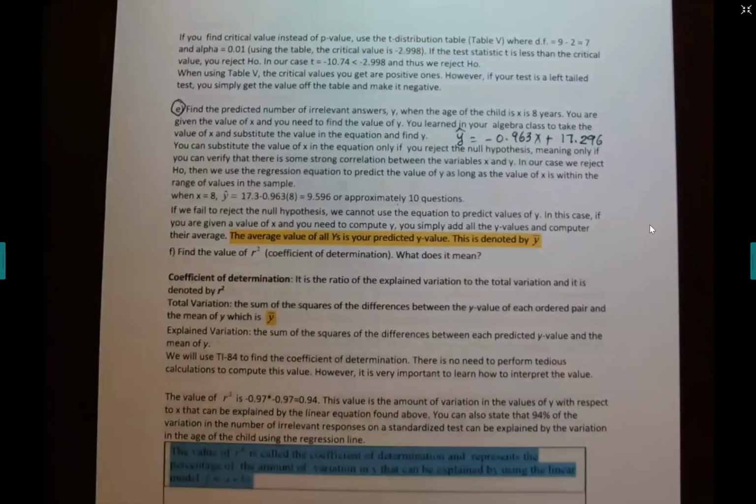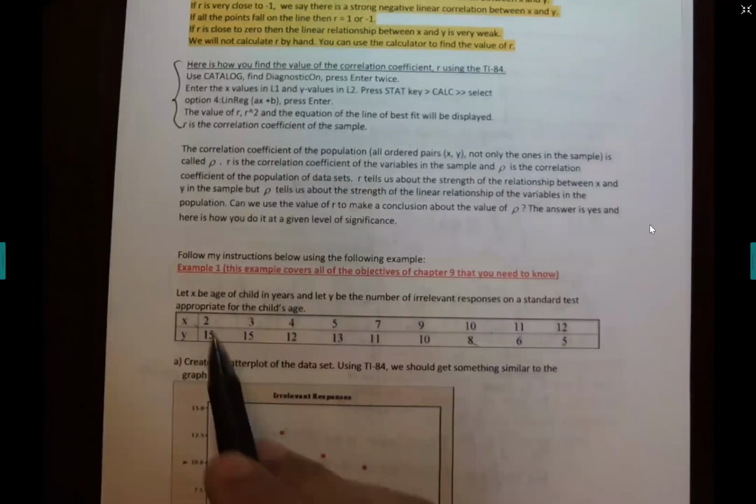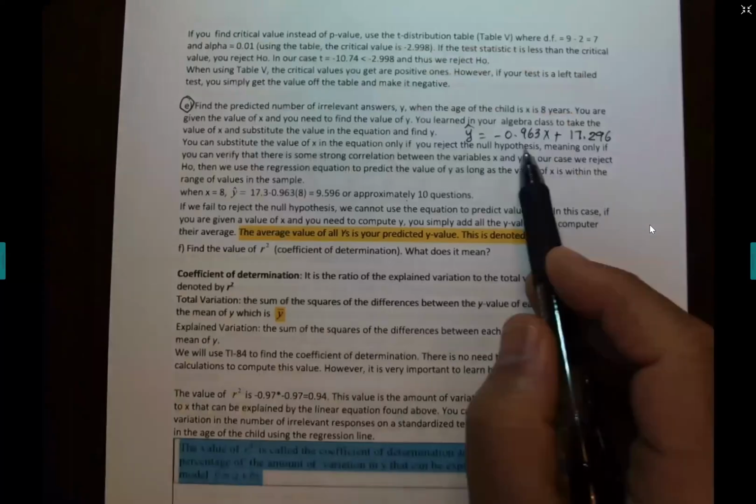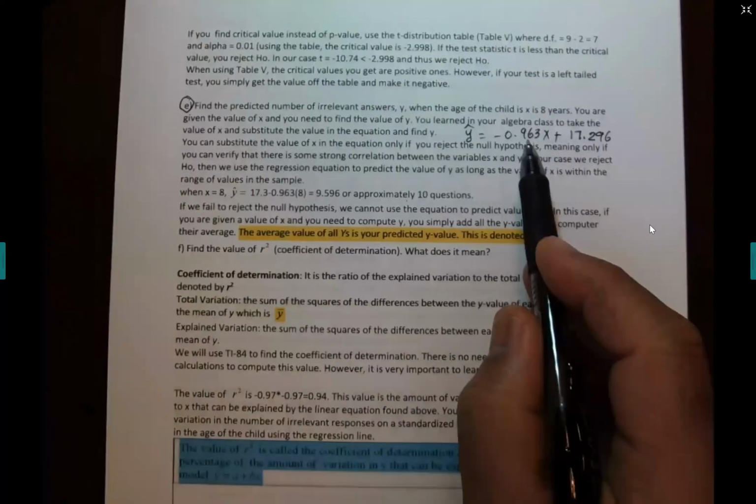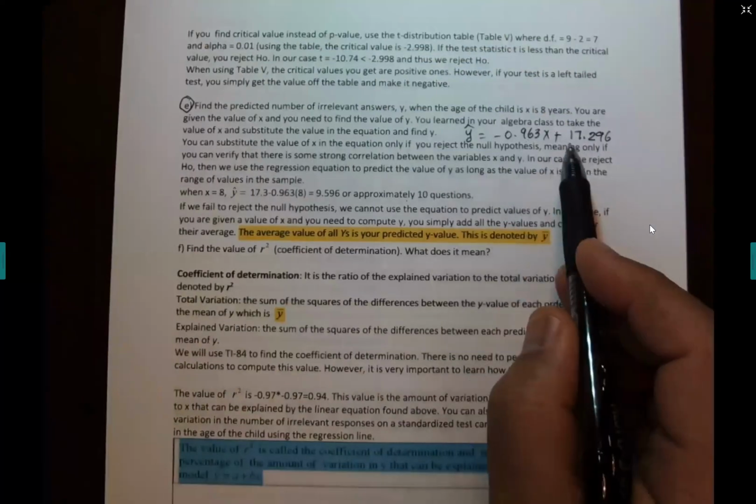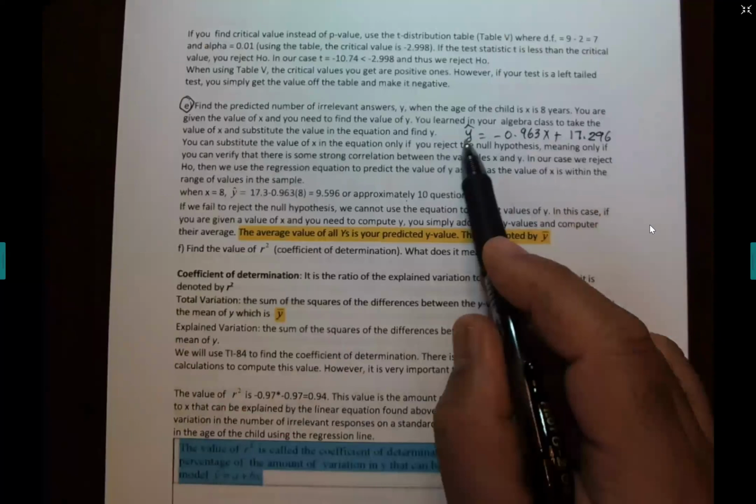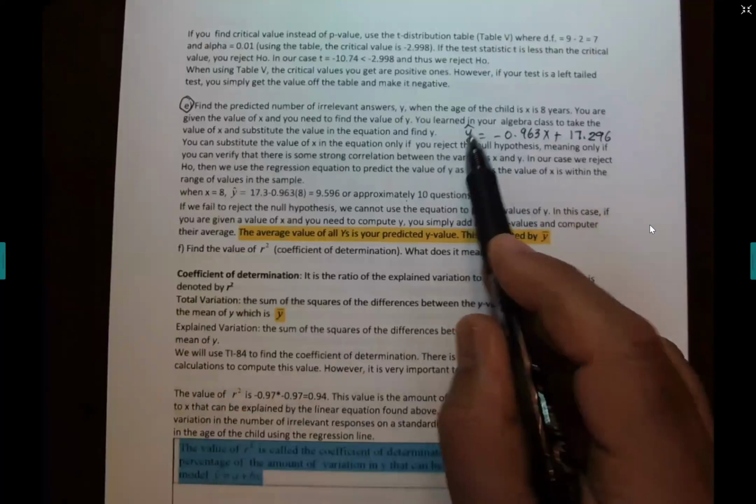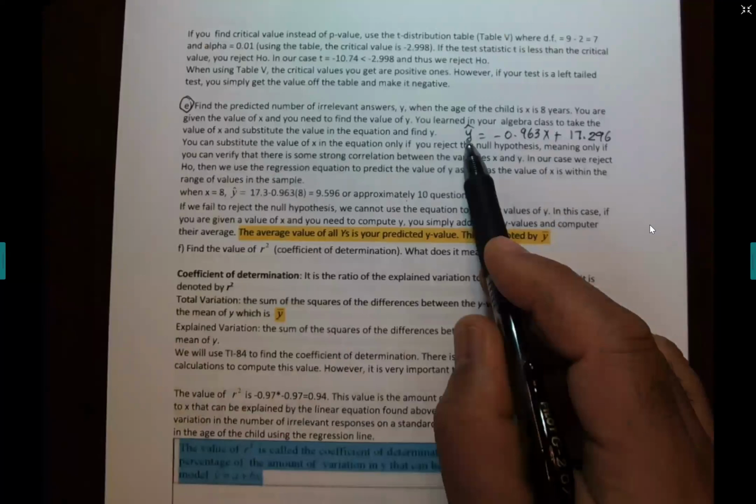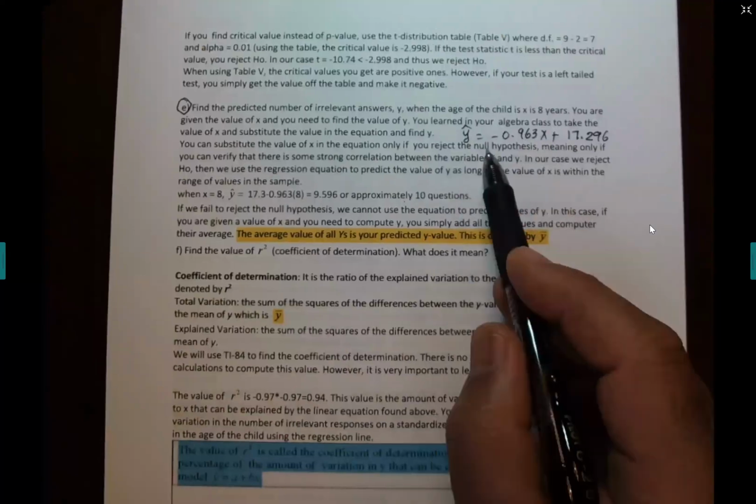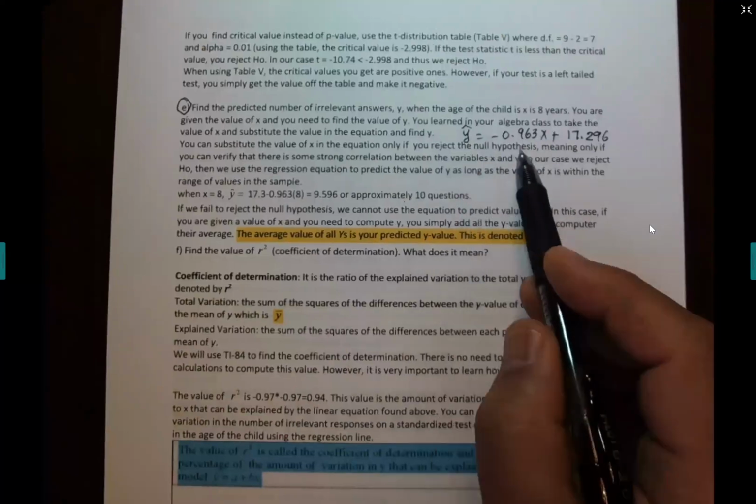Because everything we did was based on the studies of children whose age was as low as 2 and as high as 12. If you go beyond 12 or below 2, you will not be able to use the equation. So this equation will not be valid to find the number of irrelevant responses. It is only valid if the X value is confined between the lowest value and the largest value in the data set.